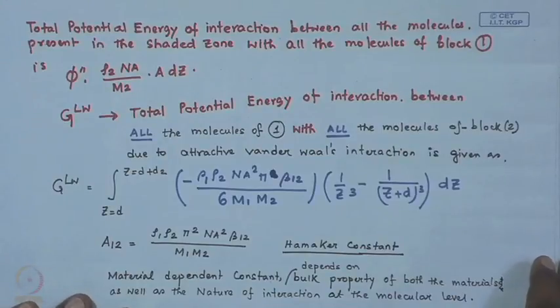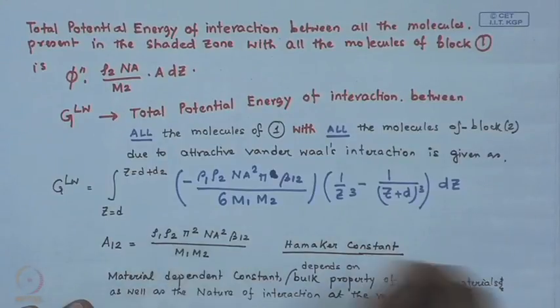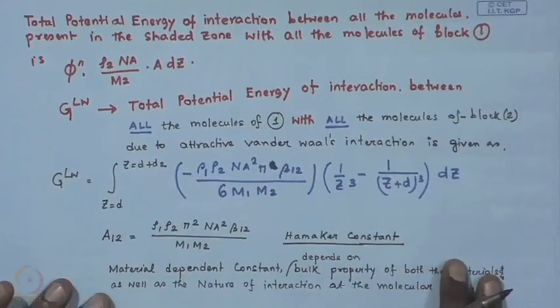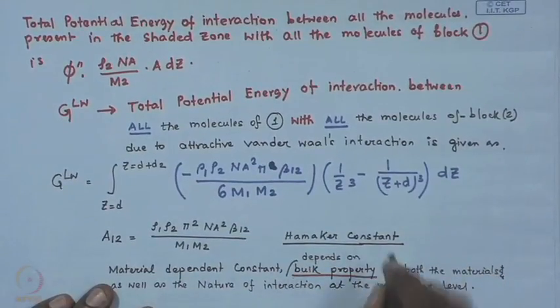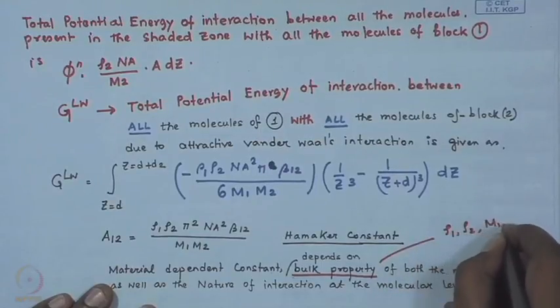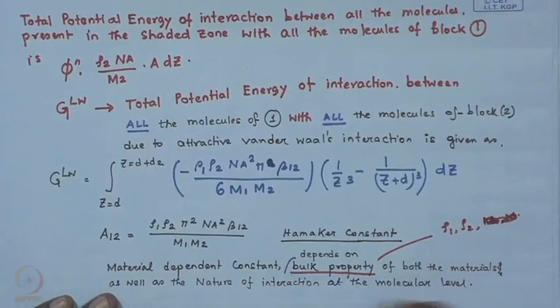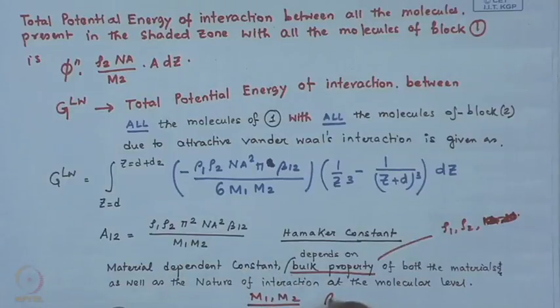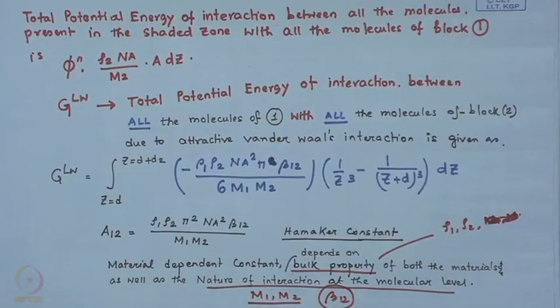You can see the bulk properties that affect it, so we talk about the bulk property, which is rho 1, rho 2 and the molecular weights. The molecular weights come in as a function, as well as beta 12, which takes care of the nature of interaction at the molecular level. So, this is the Hamaker constant.